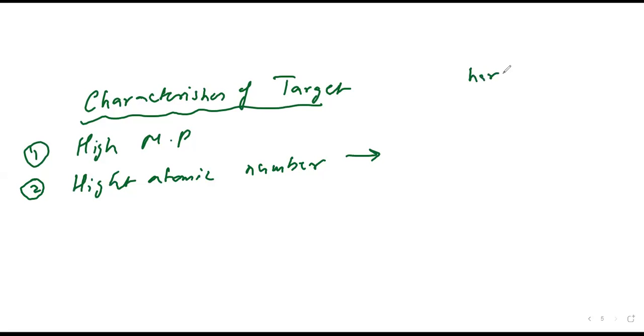Actually, we will see there are two types of X-rays. One is hard X-rays and another is soft X-rays. Hard X-rays are dangerous, but more useful. Soft X-rays are less dangerous, but not that useful. So if the atomic number is high, then hard X-rays will be produced. Otherwise, soft X-rays will be produced. We will see the differences between hard and soft X-rays later.